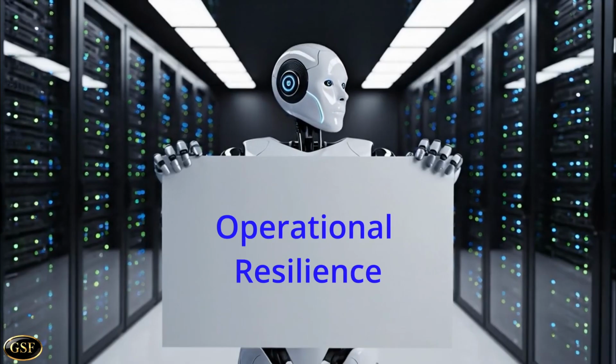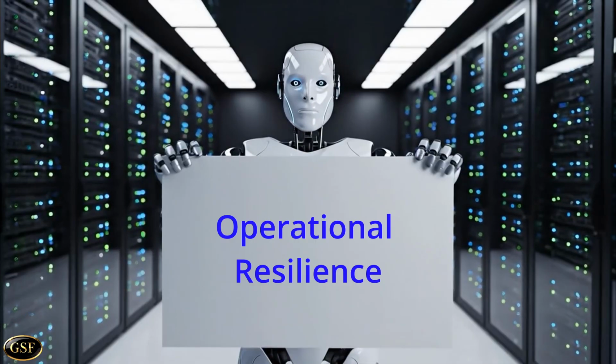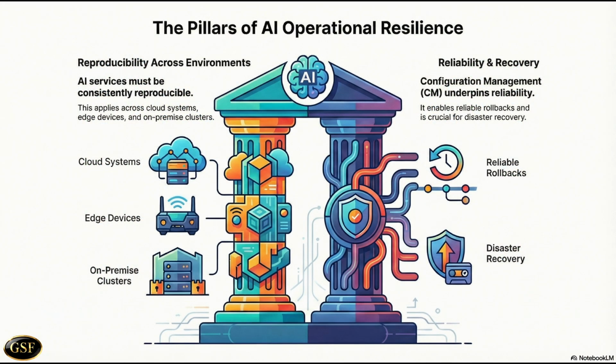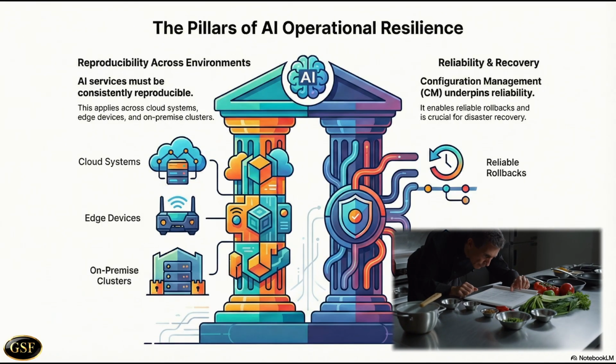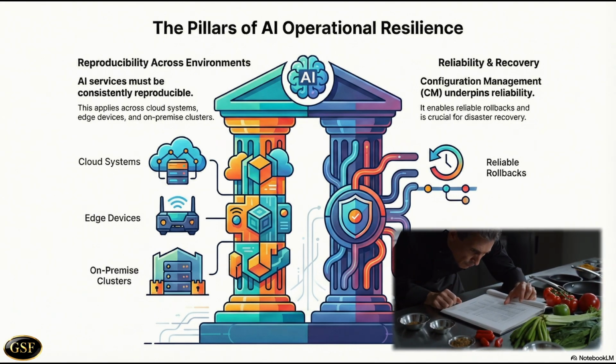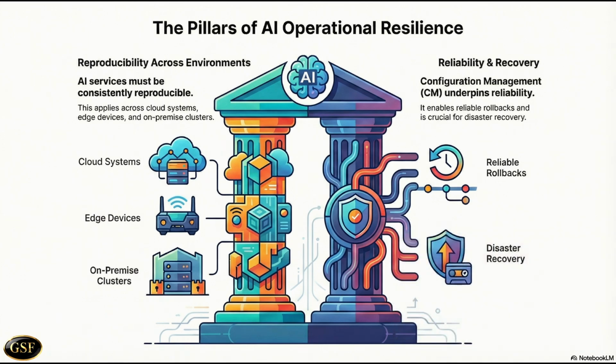Operational resilience. AI services must be reproducible across cloud systems, edge devices, and on-premises clusters. Configuration management underpins reliable rollbacks and disaster recovery. Think of an AI service like a recipe you want to be able to cook the same way whether you're in a restaurant kitchen, a tiny food truck, or even at home. No matter where you are, you need the exact same list of ingredients, the same steps, and the same cooking equipment, so the dish turns out consistently.